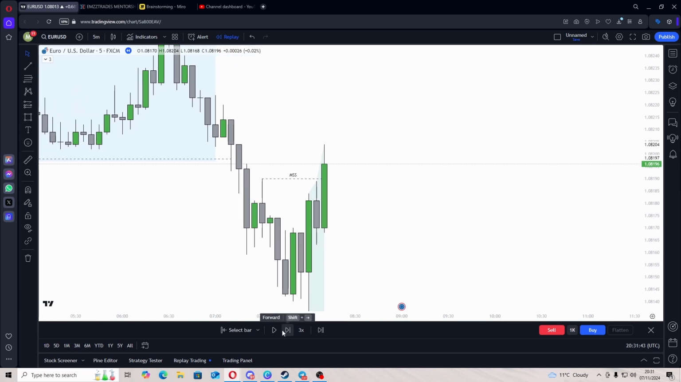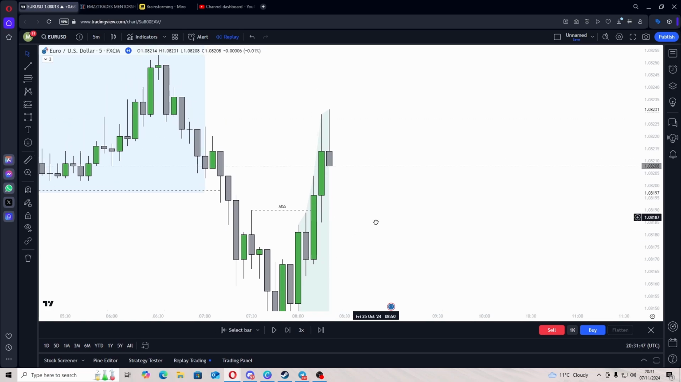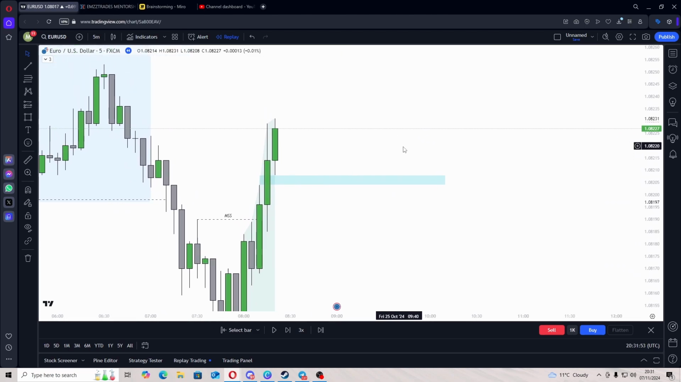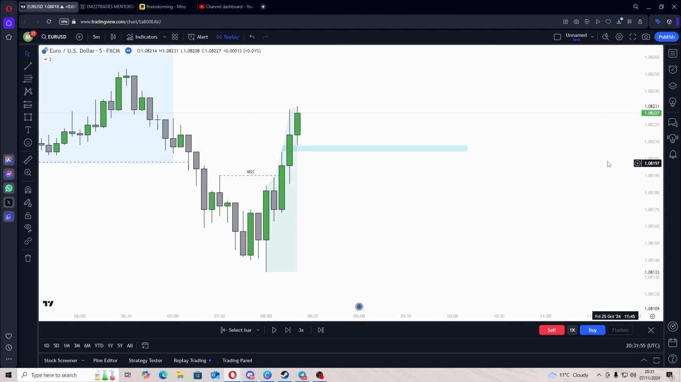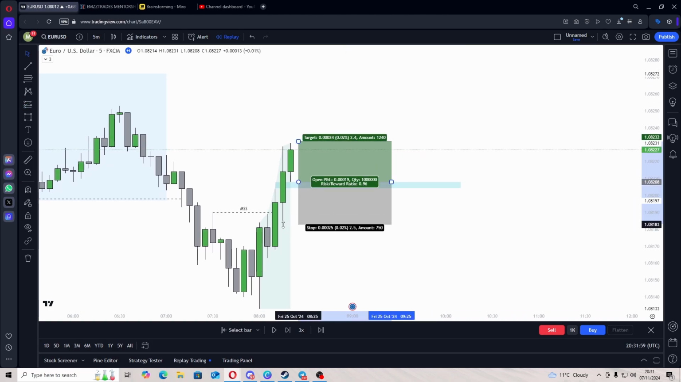Okay, fair value gap displacement, and we can enter straight off of that and make so much profits. Okay, so what can you see now? You can easily see a fair value gap that's just formed right here. It's high probability as well. All you need to do is enter off of this right here and place your stop loss just below this candle.